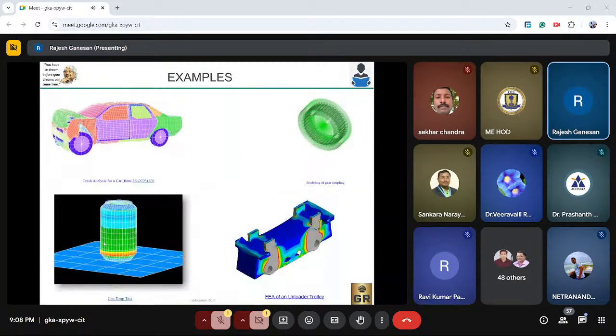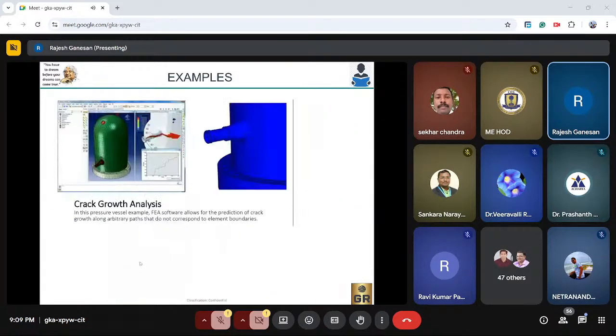These are some examples: crash analysis, modeling of a gear coupling, can drop test. Even for a Pepsi or Coke can, what is the crush when we apply a force to crush the bottle? What load is acting on the bottle and how much is it withstanding? If it is dropped, what is the contact point, the first contact point that touches the floor? Each and everything is being analyzed. We want to think in that way.